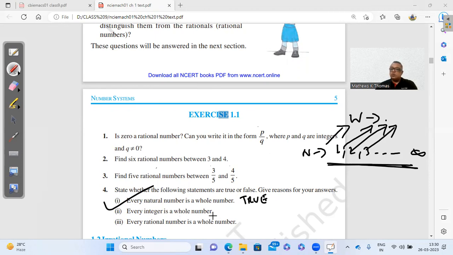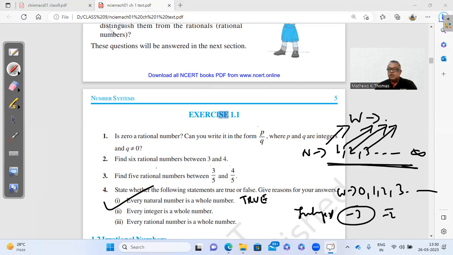Every integer is a whole number. Now here, whole numbers are starting from 0. And integers will also have negative numbers. So minus 3 is an integer, minus 2 is an integer, but it is not a whole number. So there are some integers like 5, 6, 7. These are integers and they are also whole numbers. But when I talk about negative numbers, they are integers, but they are not whole numbers. So this statement is going to be false. Every integer is a whole number is going to be false.